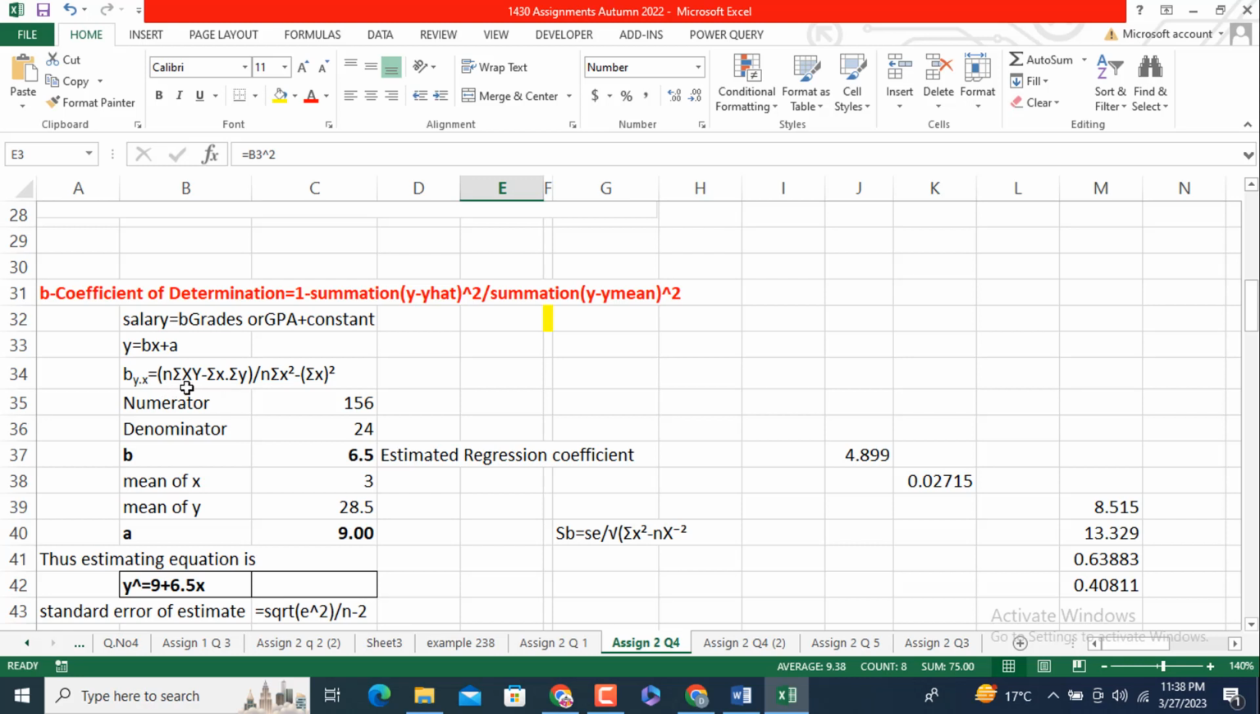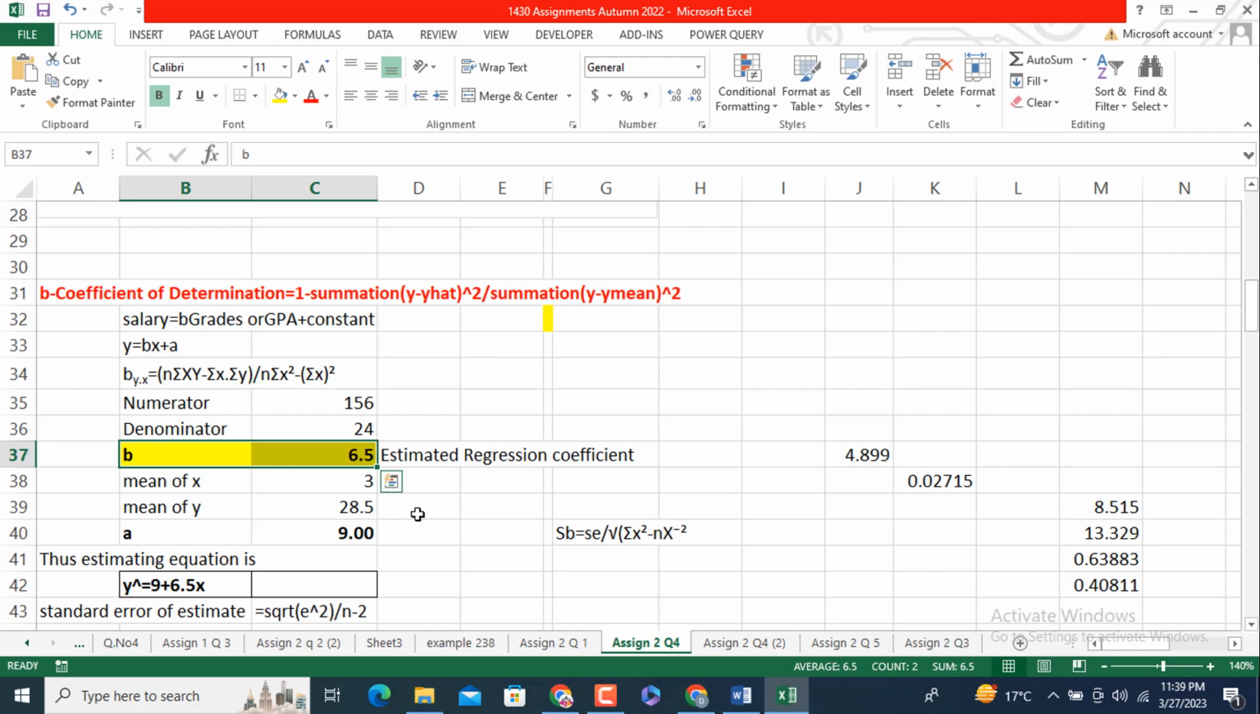Then I am going to put in all the values of summation x and summation y, and I will get 156. If I click on this one, you will find 8 into D11 minus C11 into B11. This is the formula. Now the denominator is n summation x square minus summation x whole square. Look at this: 8 into 75 minus 24 into 24. Now by substituting the values into the formula for b y on x, I will get the value of b. I am going to color it with a yellow background to make it separable from the others.